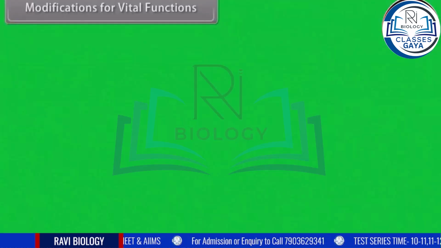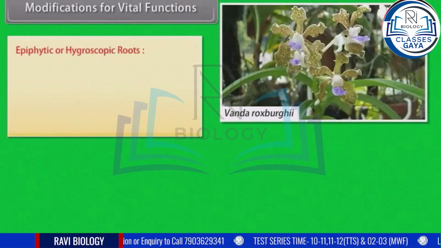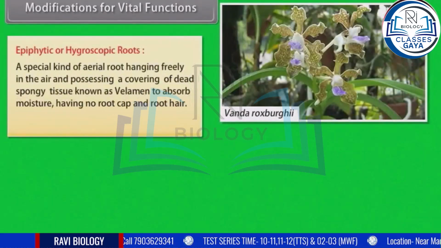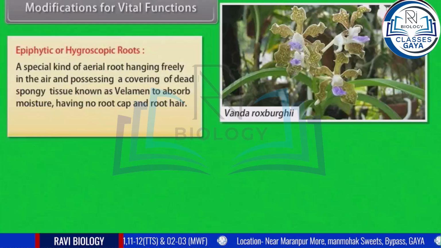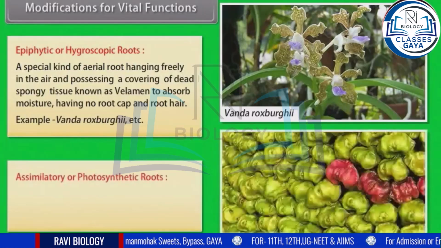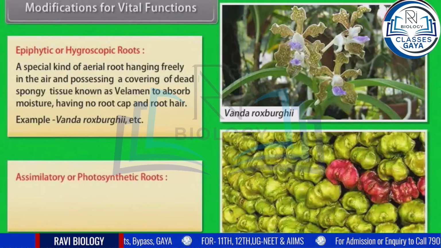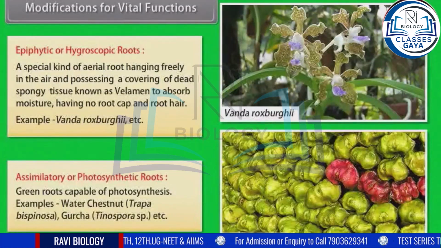Modifications for vital functions. Epiphytic or hygroscopic roots: a special kind of aerial root hanging freely in the air and possessing a covering of dead spongy tissue known as velamen to absorb moisture, having no root cap and root hair. Example, Vanda roxburghii, etc. Assimilatory or photosynthetic roots: green roots capable of photosynthesis. Example, water chestnut, Tinospora, etc.